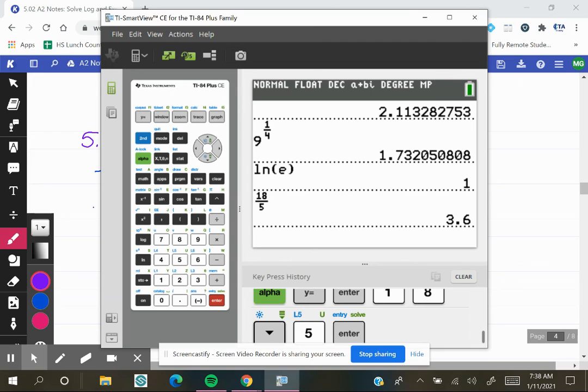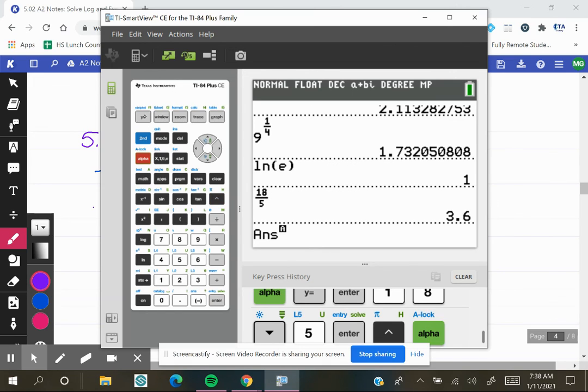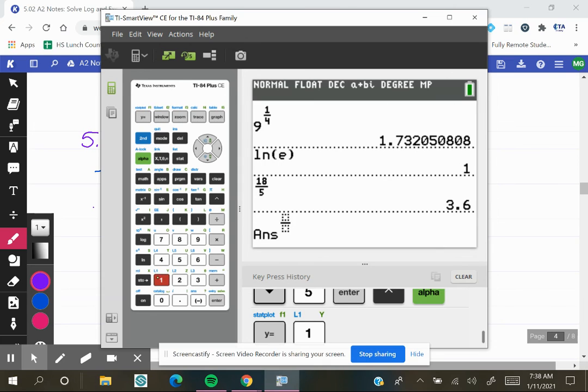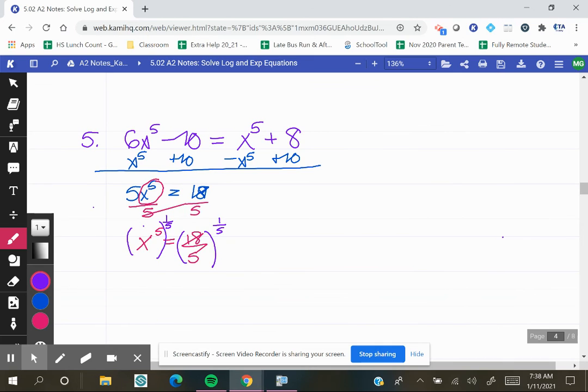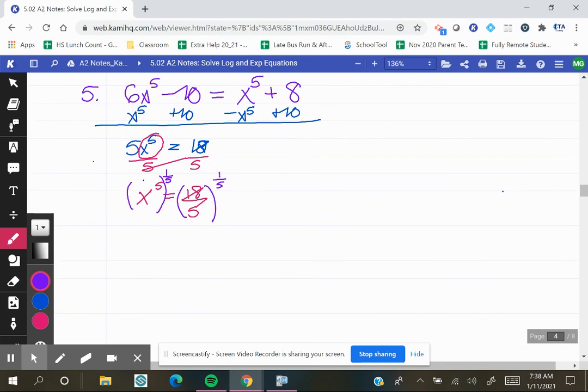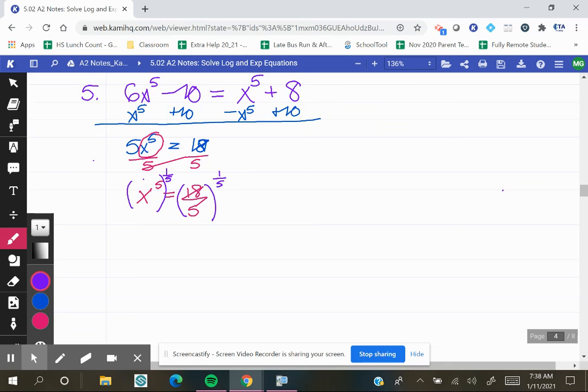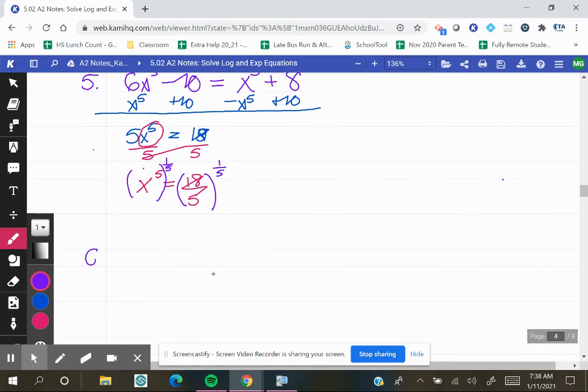And I didn't put parentheses, so I'm just going to hit enter and then raise to the 1/5 power. And then write out my entire decimal and round it to the nearest hundredth. So you should end up with 1.29 there. Again, on your papers, you should have the entire decimal written out and then also rounded to the nearest hundredth.